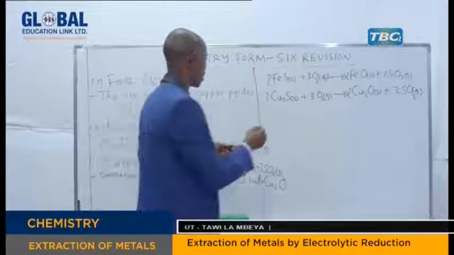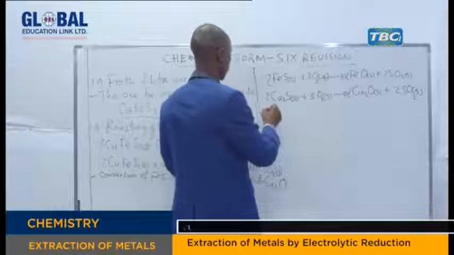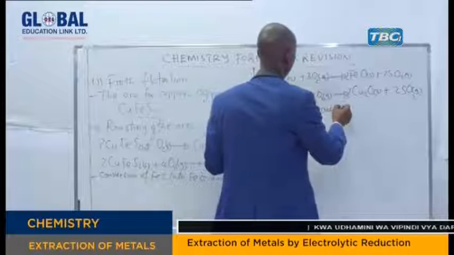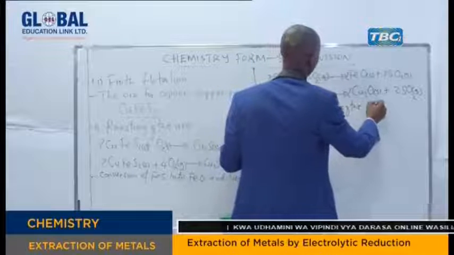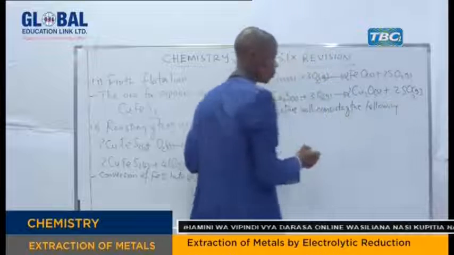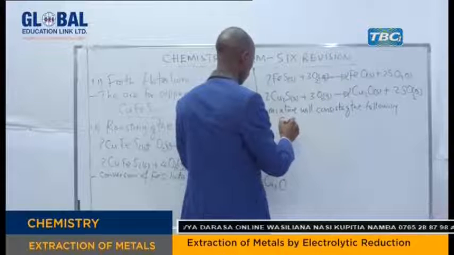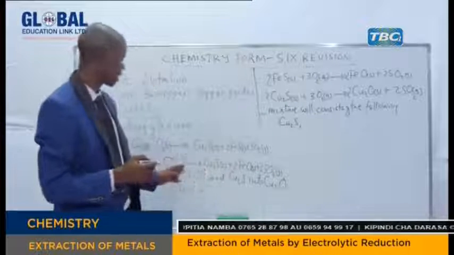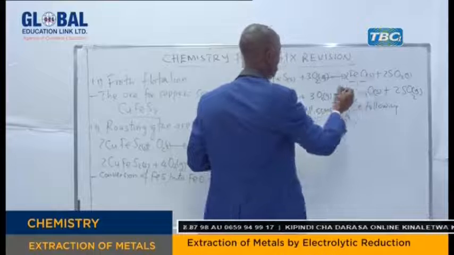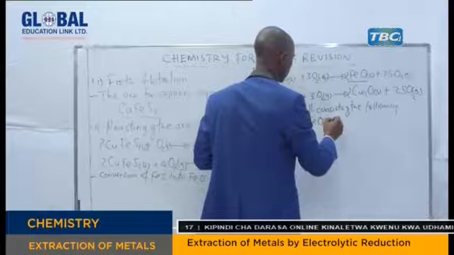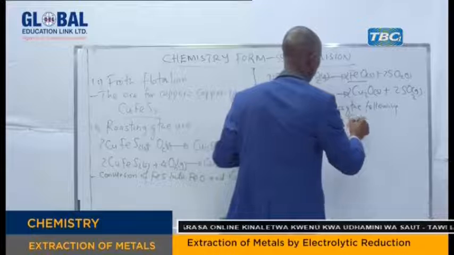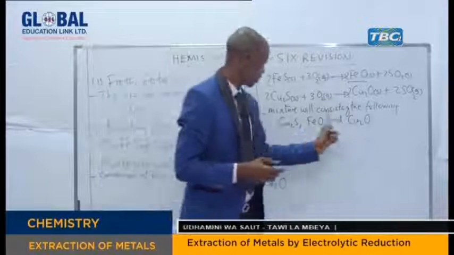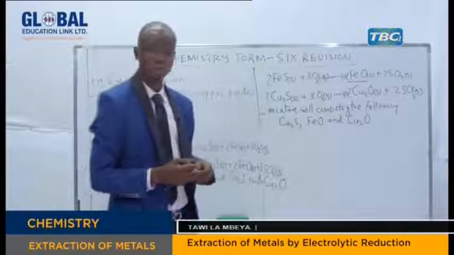Now from there what happens? Now we remain with the following. The mixture now will consist of the following. We are going to have copper 1 sulfide, which was unreacted. We are going to have iron 2 oxide, and we are going to have copper 1 oxide. These are the three things that we're going to have in the mixture.